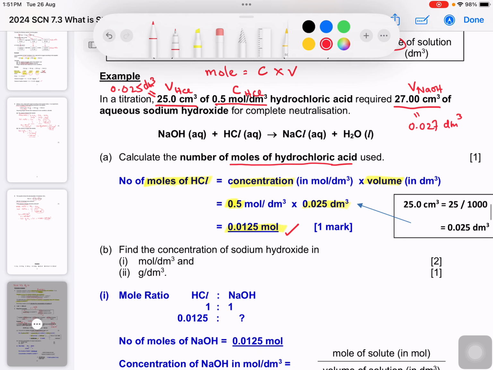Now, part B. Our unknown is what? Now our unknown is to find the concentration, in mole per dm cube and also gram per dm cube.